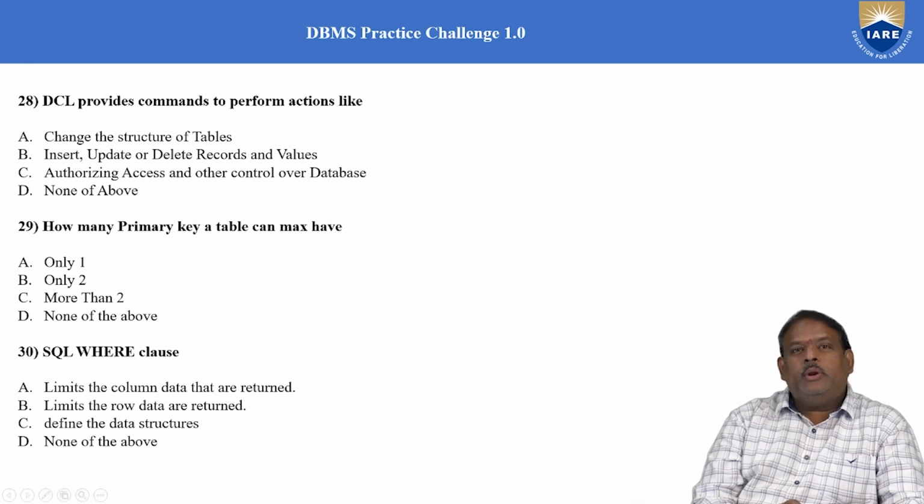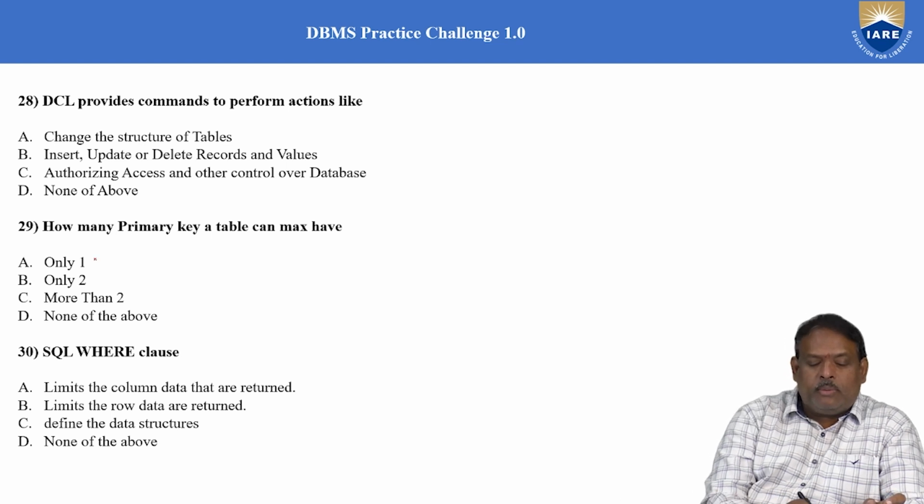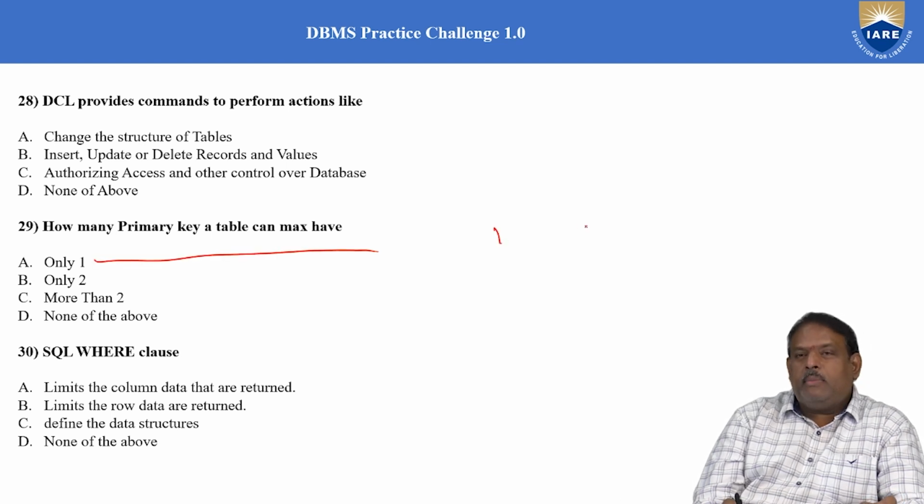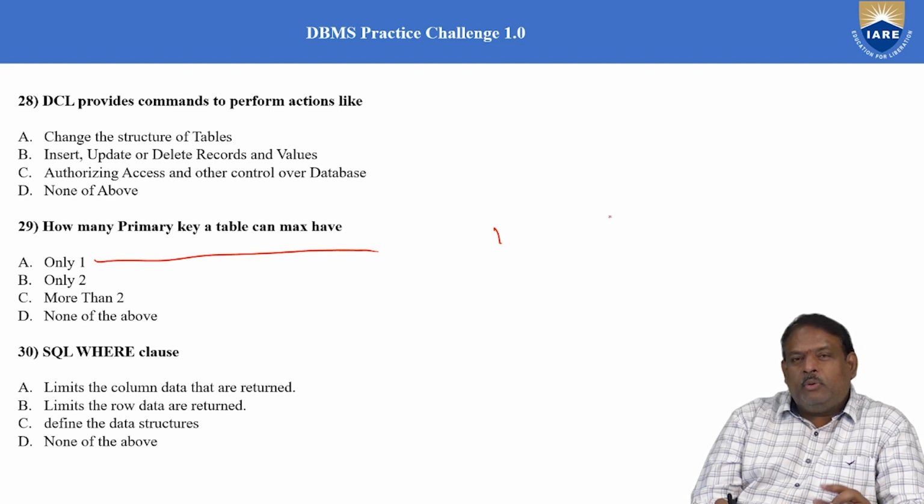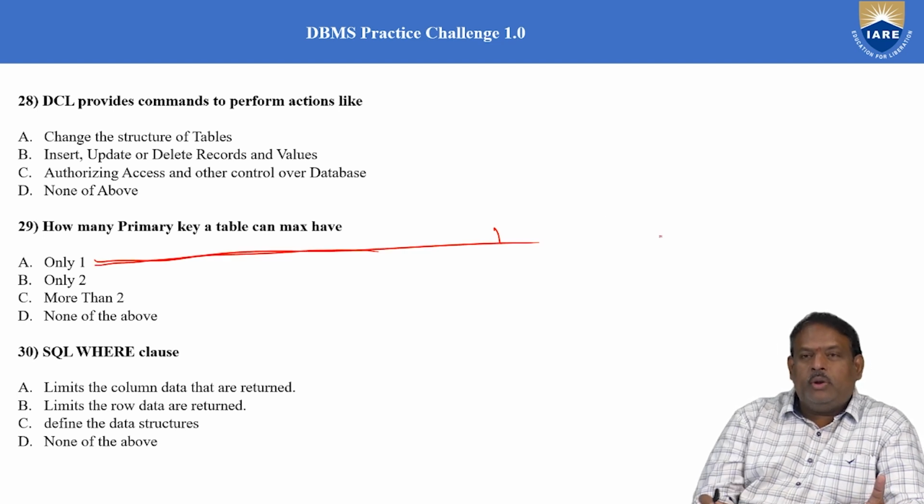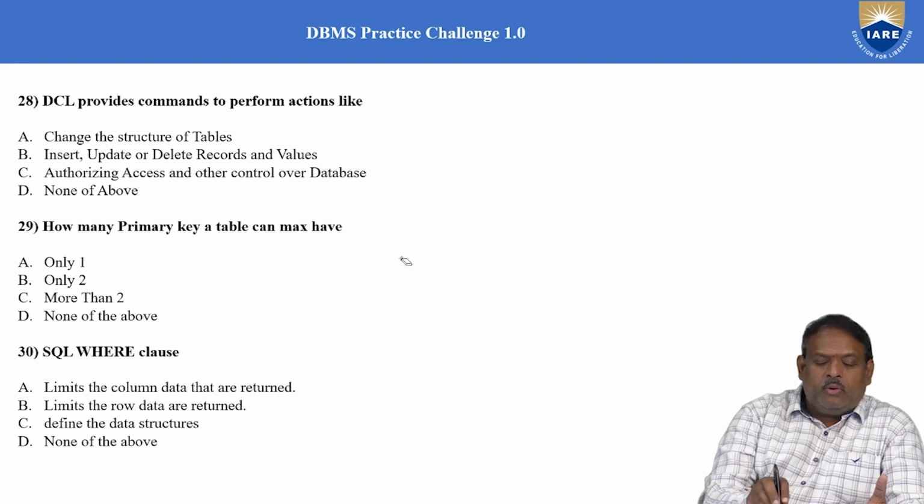Okay. How many primary keys can a table have at max? A table can have only one primary key. That key can consist of one or more columns, but there will be only one primary key in a table. So the answer is only one.